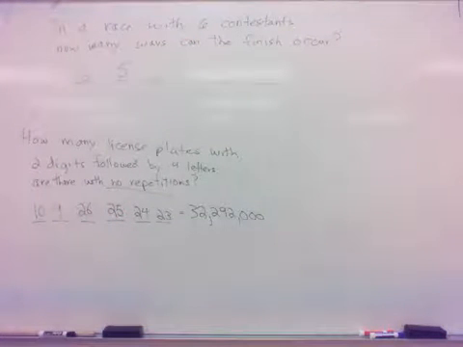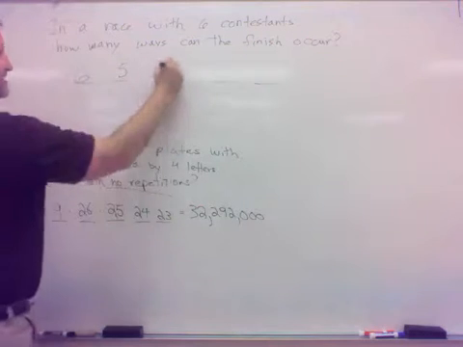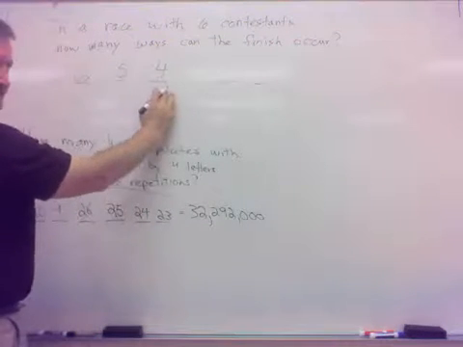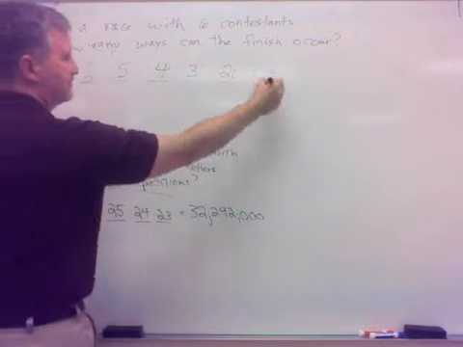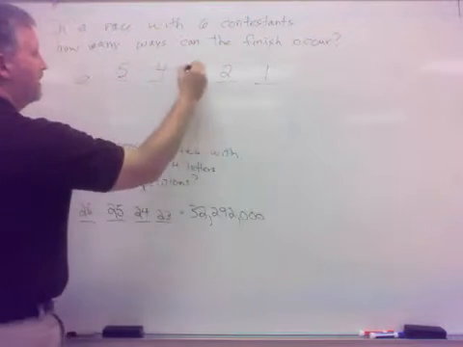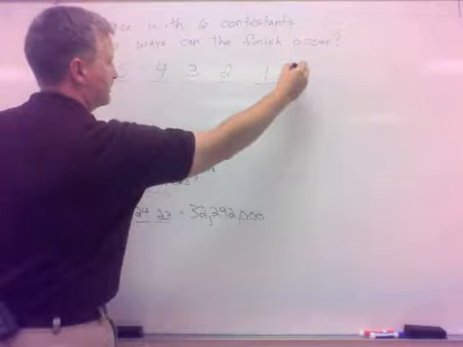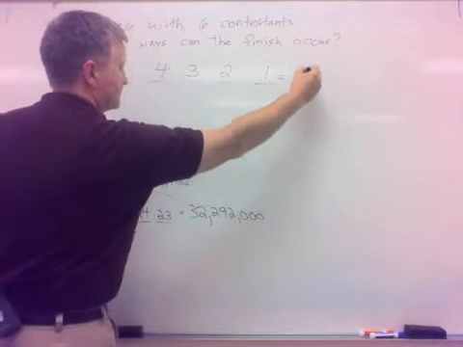And then third place? It would be 4. Yeah, you can't have repetitions again, so you're losing one each time, aren't you? 4, and then 3, and then 2, and then last would be 1. Multiply all those together, and you get about 720.